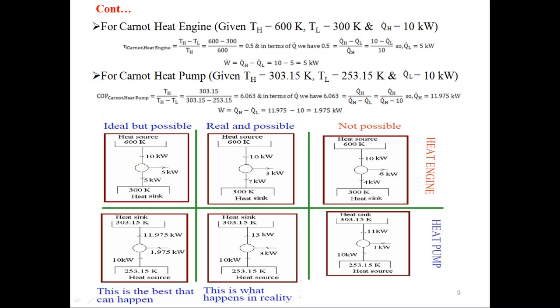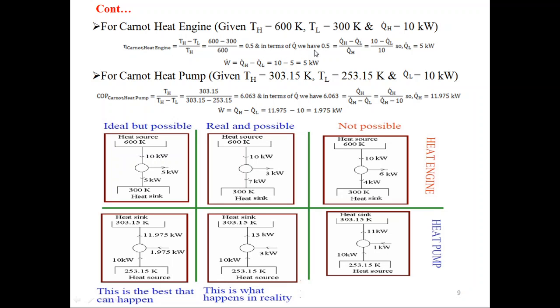Next, we take an example for a Carnot heat engine. Let us assume TH, the temperature of the source, is equal to 600 Kelvin, and the temperature of the sink TL is equal to 300 Kelvin, and the rate of heat supplied to the engine from the source is equal to 10 kilowatt. From these values we will find the efficiency. Efficiency is TH minus TL divided by TH. The answer will be 0.5.